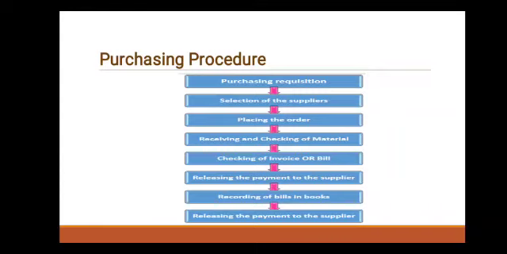7. Releasing the payment to the supplier. According to terms and conditions of the supplier order, the payment is released by the accounts section to the supplier. However, in small organizations, the payment is released by the purchase department itself.